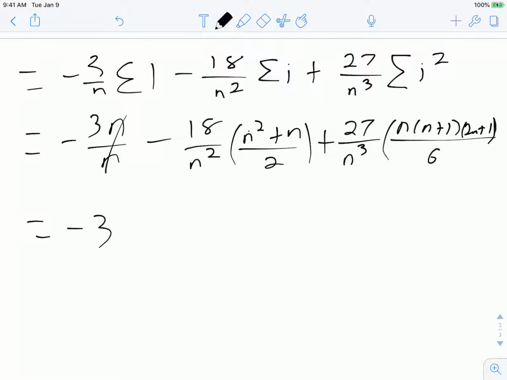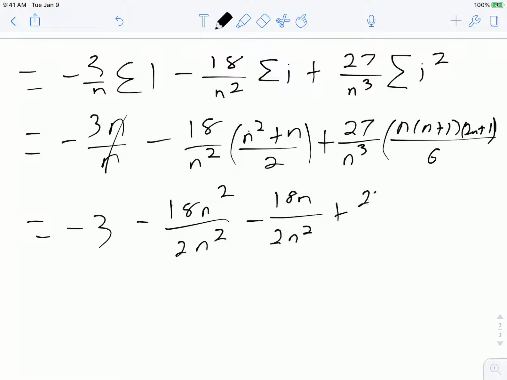So now we have negative 3, and then we have a lot of algebra here. Minus, I'll do each part at a time. So we have 18n squared over 2n squared, which we can simplify, minus 18n over 2n squared, plus, I'll keep this like that for now. We've seen this from other problems I've done. If you multiply it out, trust me, it makes 2n cubed plus 3n squared plus n over 6.